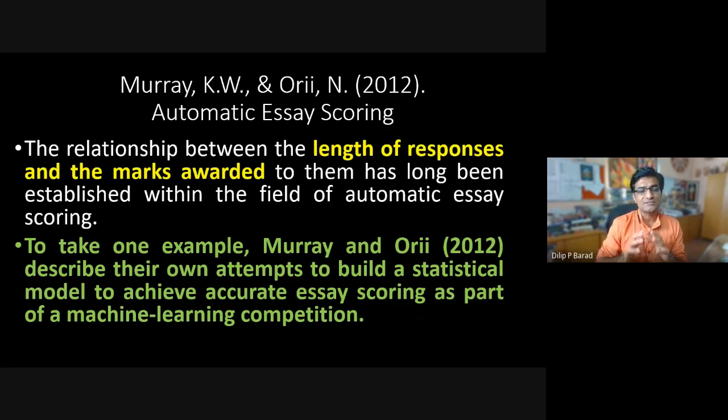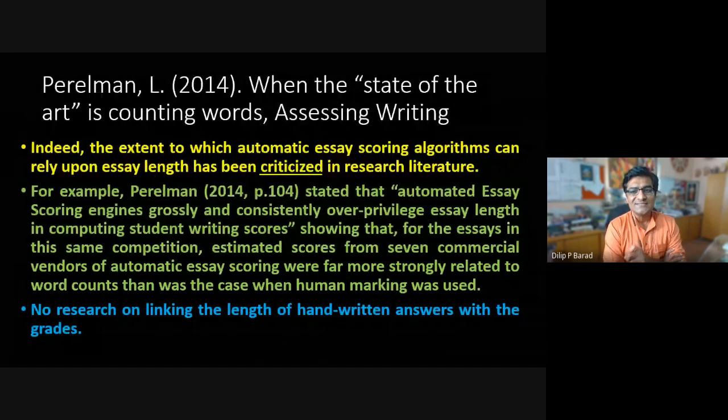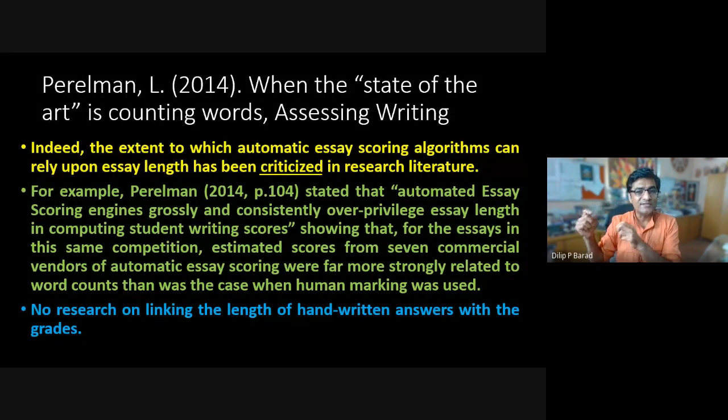This was not a standard model, because another study questioned or counter-argued this automatic essay scoring system. Perelman in 2014 wrote: when the state of the art is counting words, assessing writing, and he objected to the previous study or previous system algorithm. So indeed, the extent to which automatic essay scoring algorithms can rely upon essay length has been criticized in the research literature. So that is why, if it is longer and there is no quality, then what? Then also the machine is giving marks, so it is criticized.